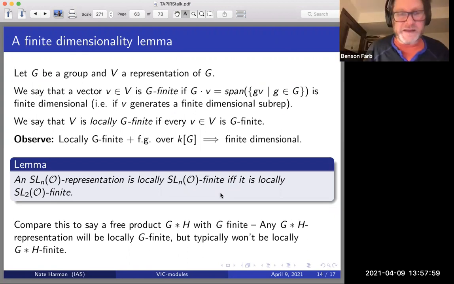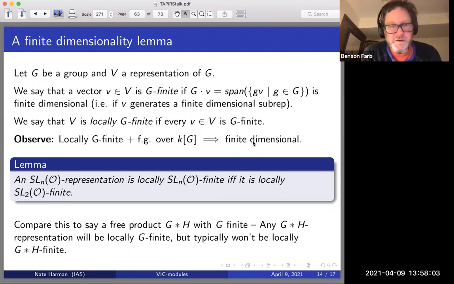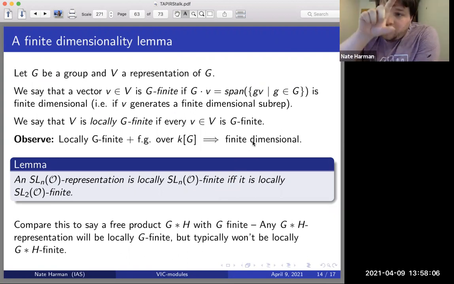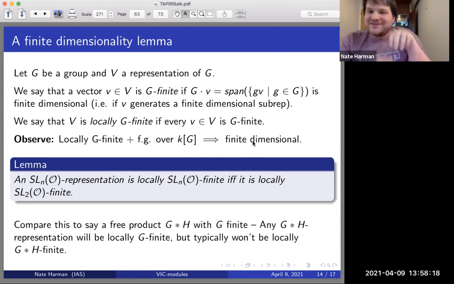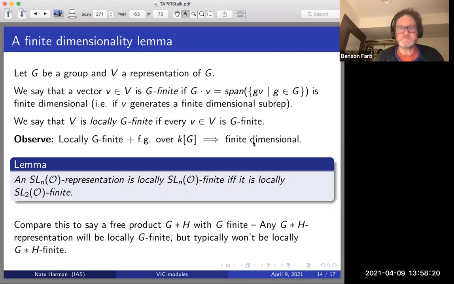Sorry, Nate, did you say for which embedding of SL_2? The standard one, the one sitting in the upper left corner of SL_N. Oh, that one. Okay, because I was going to say, if it were something like Zariski dense, then it would be more believable. The stupid one, the obvious one.